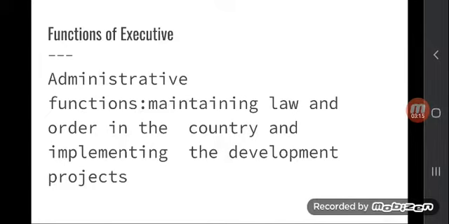Administrative function refers to maintaining law and order in the country. The executive is responsible for maintaining law and order, and it is also very important for implementing the development projects. The government or executive is responsible for running the day-to-day administration in the country. These are the major functions.